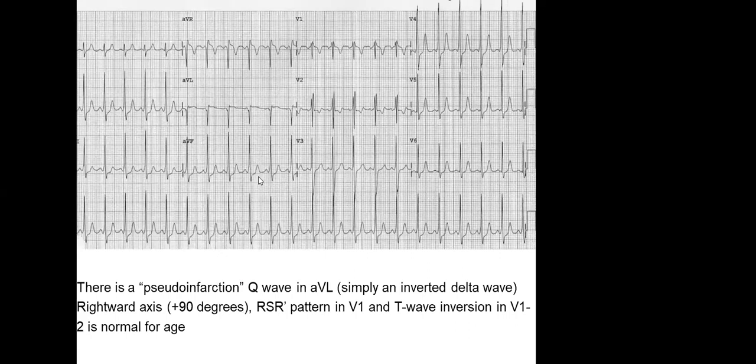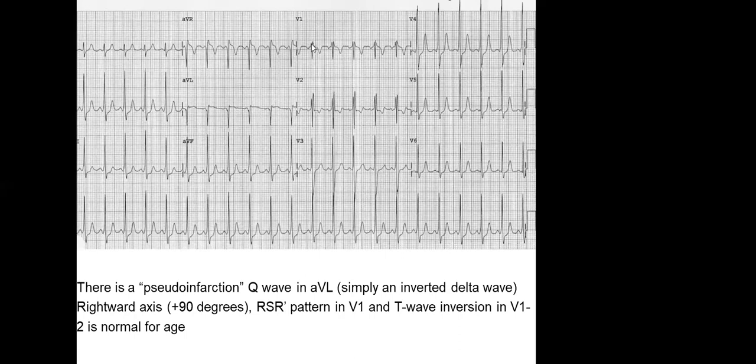If you see, similarly in AVL, we will be looking at a Q wave, which is simply an inverted delta wave, because AVL tells us about the left side of the heart. In this case, when we see lead 1 and AVF, we have a P axis in a high RA rhythm. When we see a negative QRS axis, the right axis is plus 90 degrees. When we see V1, we can see an R, S, R dash pattern.